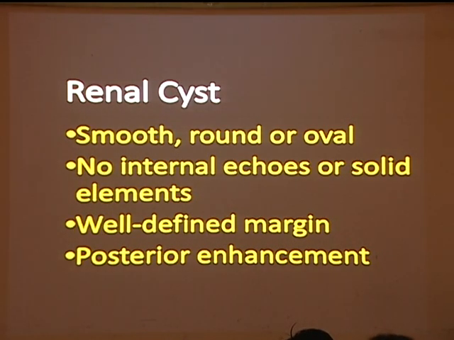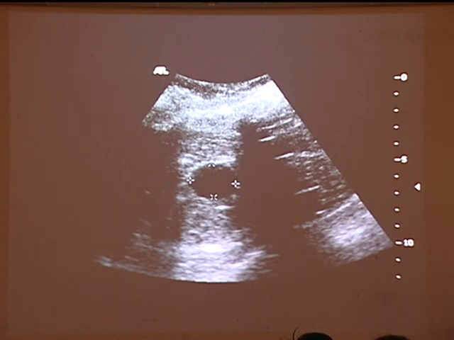If the above criteria are not fulfilled, you have to consider that this cyst is not a simple cyst, maybe a complicated cyst, complex cyst, or renal malignancy. So further workup is needed, maybe a CT scan. This image shows a simple cyst with posterior enhancement. Posterior enhancement means that the area behind the cyst is lighter than the others. That's just a simple renal cyst.